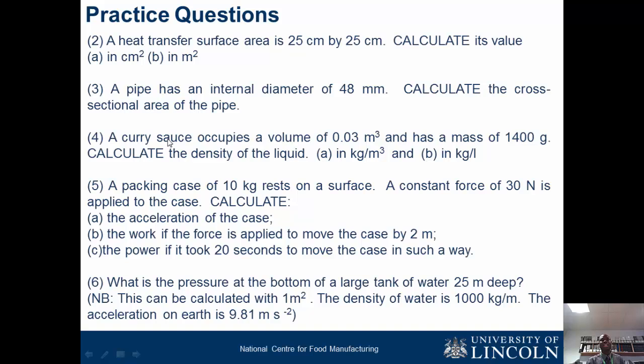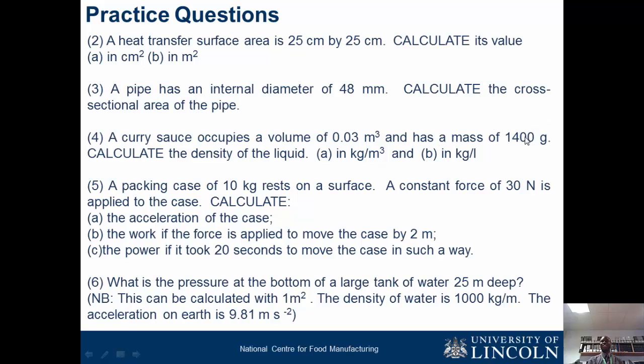Now, number 4. A current source occupies a volume of 0.03 meter cube. That's the volume, and has a mass of 1400 gram. Can you see something here? This is given to us in SI unit. This is not given to us in SI unit. You can see 1400 gram is not SI unit. This is in SI unit. Now, the question says calculate the density of the liquid in kilogram per meter cube. So you need to take note of this.